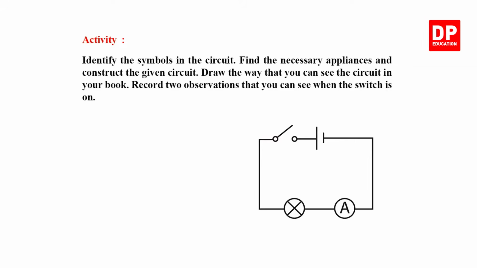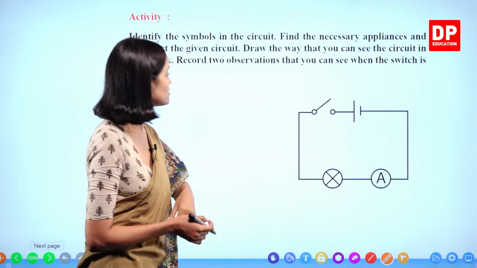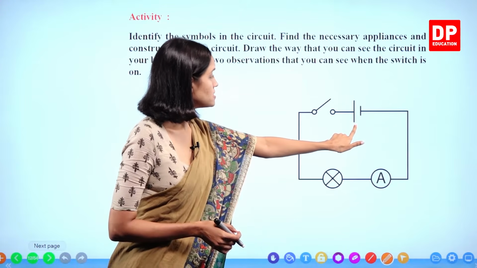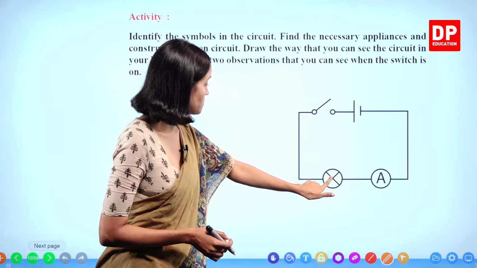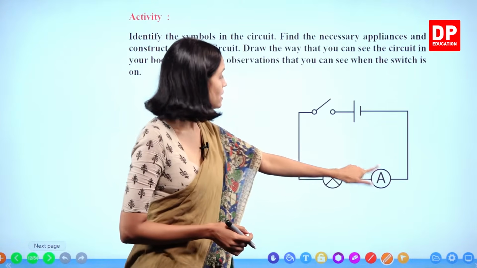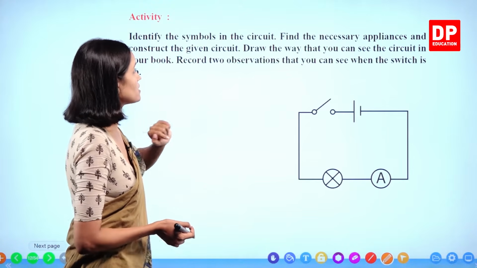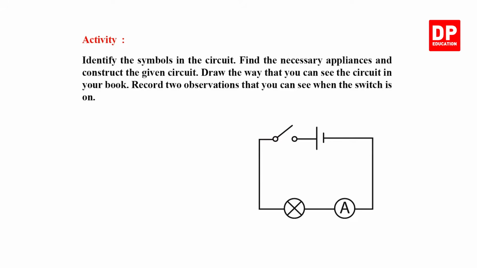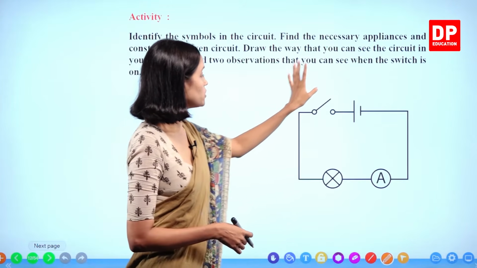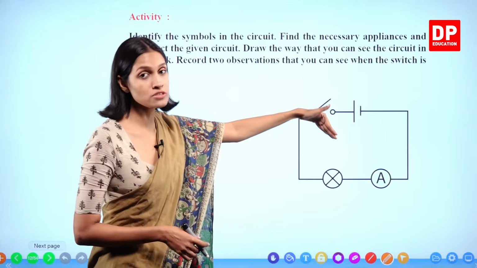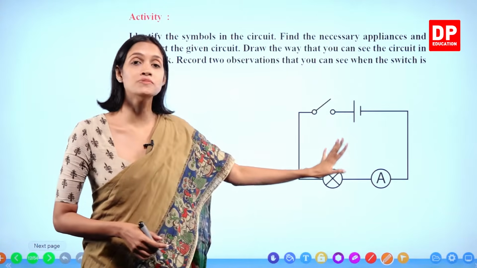Okay, we have an activity to do. Identify the symbols in the circuit. What are these symbols, children? You all know this is a switch. This is the dry cell. This is the bulb and the ammeter, right? And these are conductive wires. Identify the symbols in the circuit. Find the necessary appliances and construct the given circuit. Draw the circuit as you can see it in your book and record 2 observations that you can see when the switch is on. Right children? So first of all, you have to prepare the circuit like this and you have to close the switch. When you close the switch, you have to observe what happens.